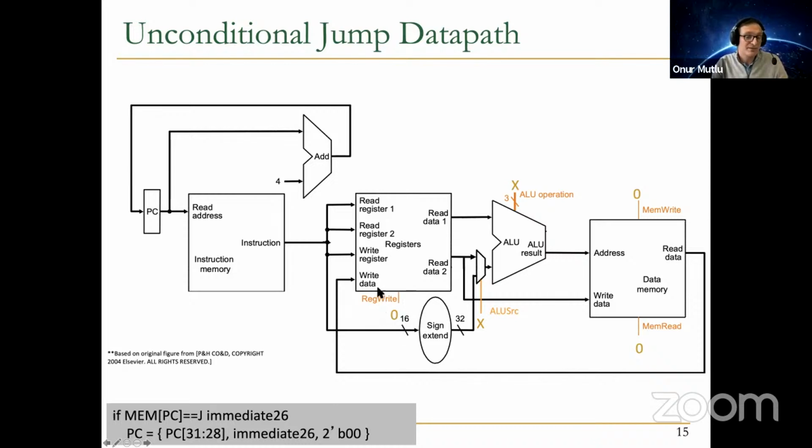Basically, you need to ensure that the register write signal is 0, meaning that we're not writing to a register. The mem write signal is 0, we're not writing to memory. And the mem read signal is also 0, we're not reading from memory. I mean, the mem read signal can be ignored. Potentially, you could read from memory, assuming it doesn't do you any harm. So that could be omitted.